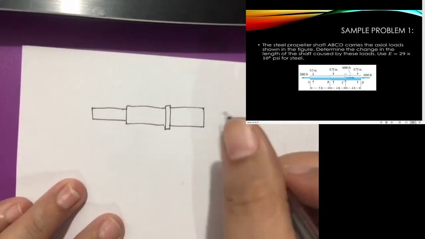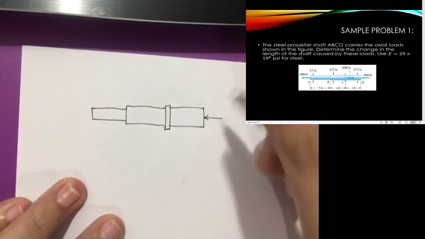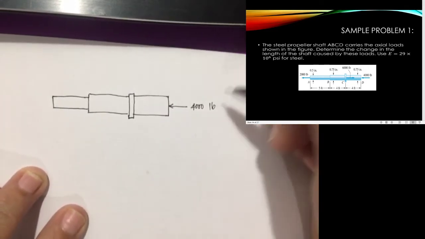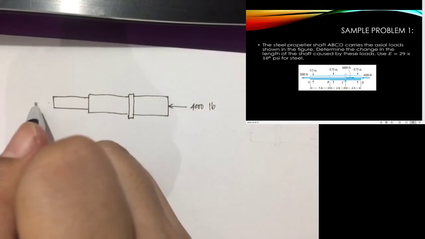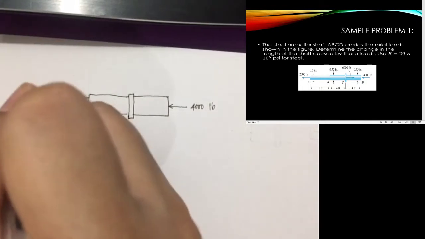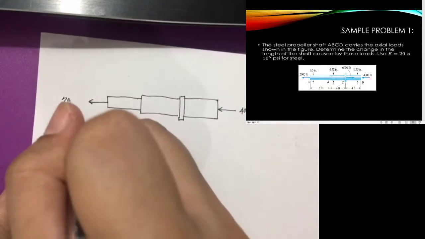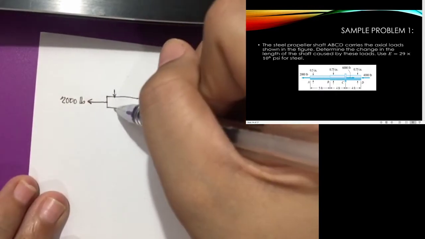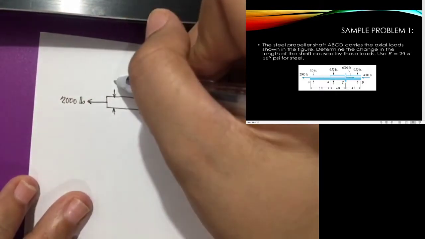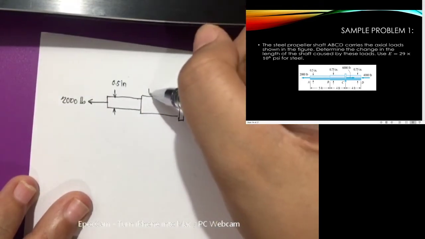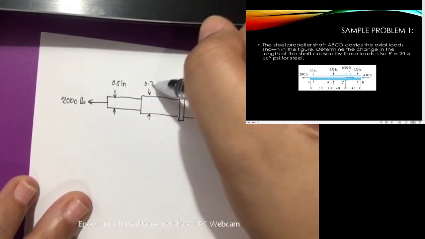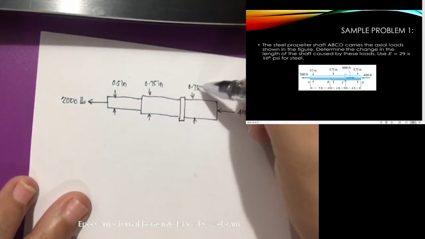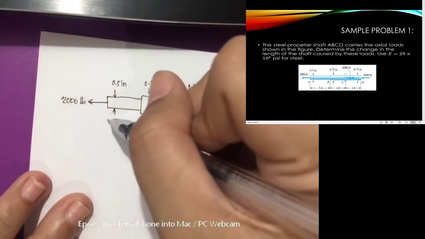So we have here a compression force of 4,000 pounds. And here we have 2,000 pounds. The diameter is also given, which is we have here 0.5 inches. This one is 0.75 inches, as well as this one, 0.75 inches, and then we also have the length.